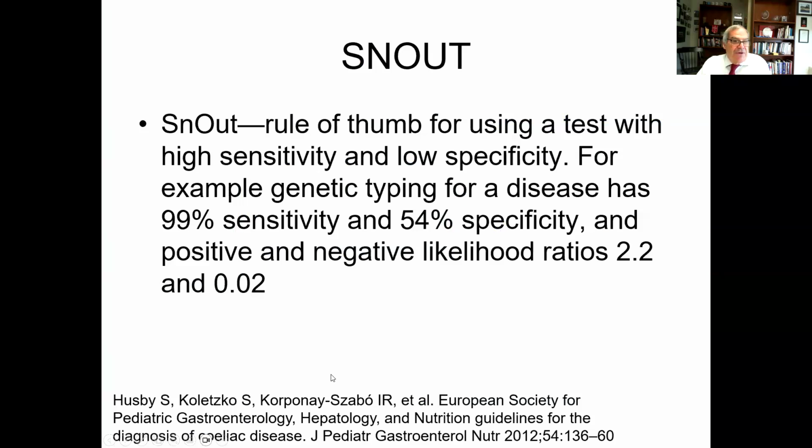If we think about SNOUT a little bit more, ruling out the disease, the rule of thumb is using a test with a high sensitivity and a low specificity. So for example, genetic testing for a disease that has a 99% sensitivity and a 54% specificity, and then you basically have your positive likelihood ratios are good, and your negative likelihoods, but you're focused in on the positive. You're focusing in on ruling out the disease, and you want a high sensitivity that's going to be able to accurately identify a particular disease and a particular condition. This is a genetic type of part. So thinking about that rule of thumb, kind of getting it into your head, we're going to do some more examples.